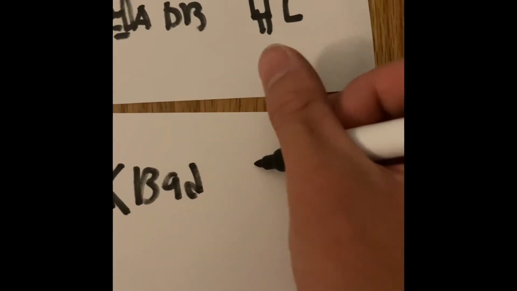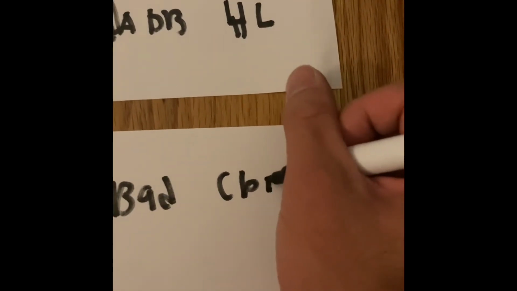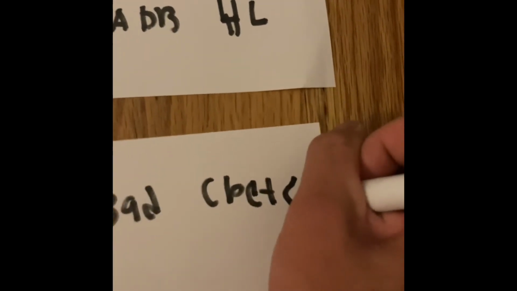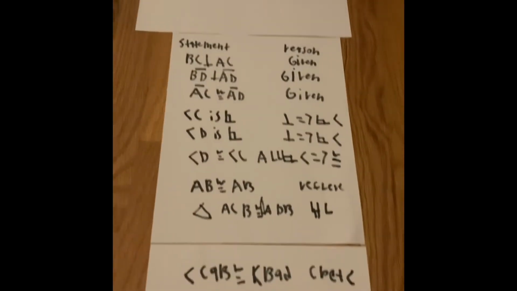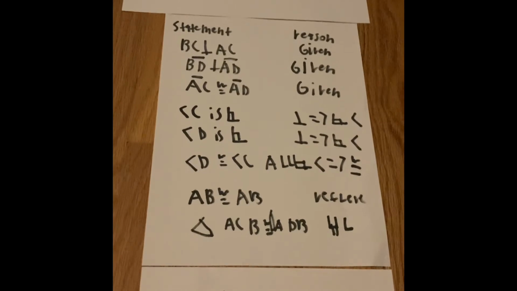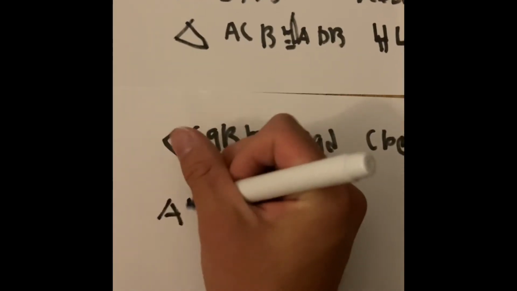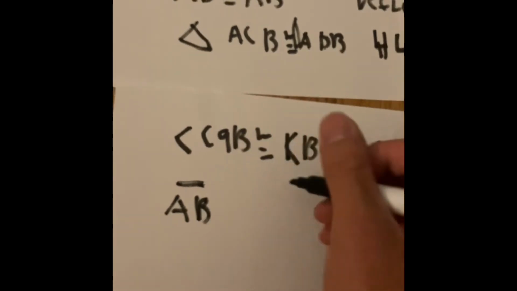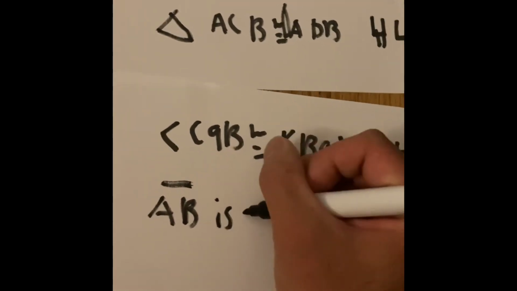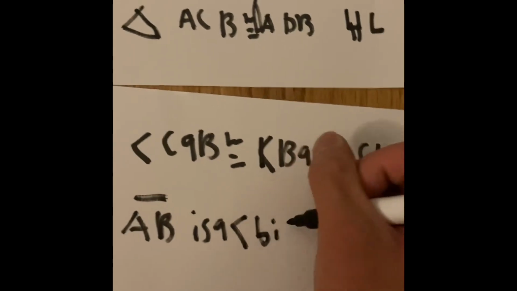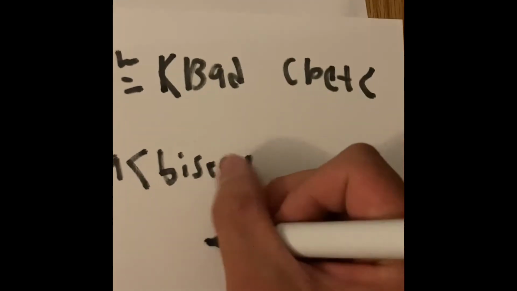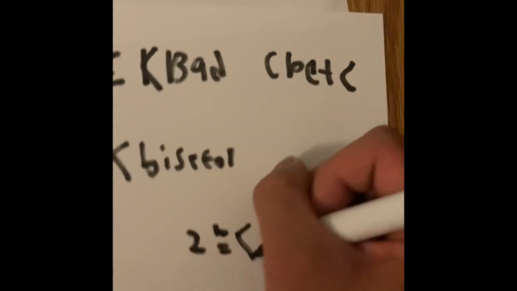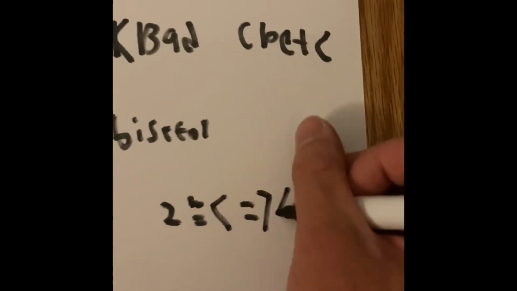We're going to say corresponding parts of congruent triangles are congruent. So now we've proven that those two angles are going to be congruent to each other. And now we use our final answer. We have now proven it. So we can say segment AB is going to be an angle bisector. The reason why we can say that is two congruent angles bring you an angle bisector.